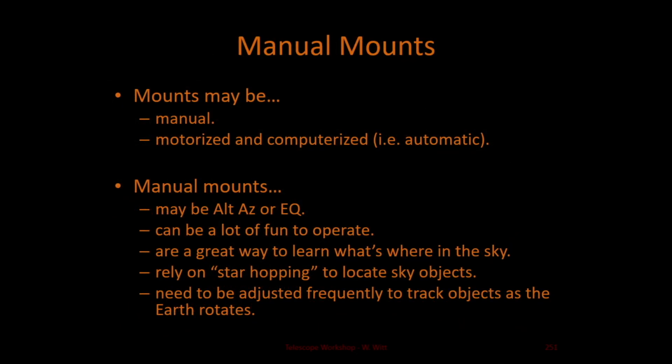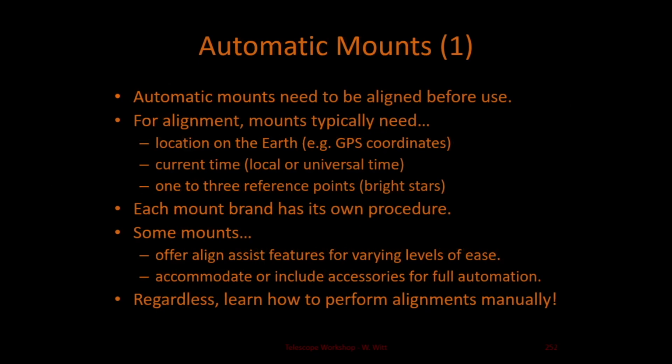So like we said, mounts can be manual or motorized. Manual mounts can be alt-az or equatorial, and they can be a lot of fun to operate. We talk about some of the automation, but don't discount just manual devices. You learn a lot more with them, and it's also cheaper. There's a technique called star hopping to locate objects. This is also something you could learn if you come out and hang out with us at star parties. But keep in mind, you have to constantly adjust your mount to track.